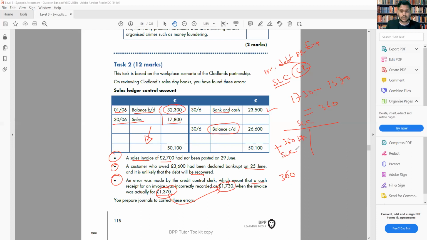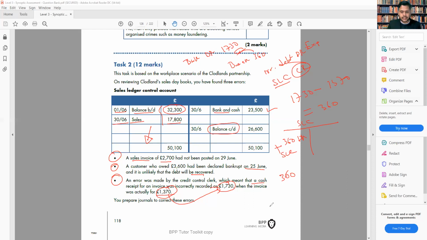And the bank. I said I received 1730, but actually I received 1370. Bank was debit before, 1730. Now I need to reduce 360. So I need to say bank is now credit 360. So it will be minus automatically, because if something is debit and I make credit, it will automatically be minus. So we said sales ledger control 360 debit and bank 360 credit. That's how we can correct this mistake through the journal.